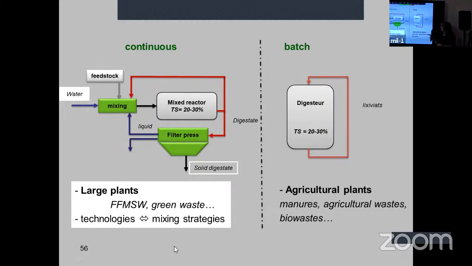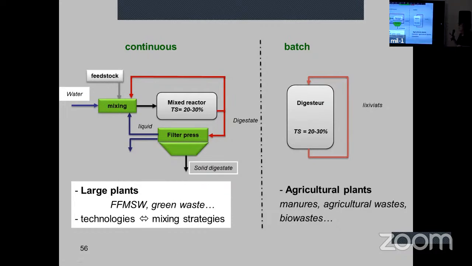The digestate will go through phase separation, such as a filter press, to get the solid digestate, and the liquid digestate can be used to provide some water to the feed. So this process will be used for large plants, for example, the fermentable fraction of municipal solid waste and green waste. And there will be different strategies, different technologies according to the mixing strategy.